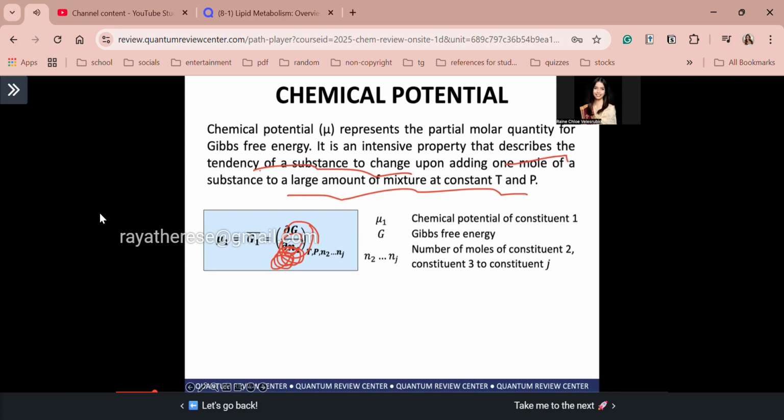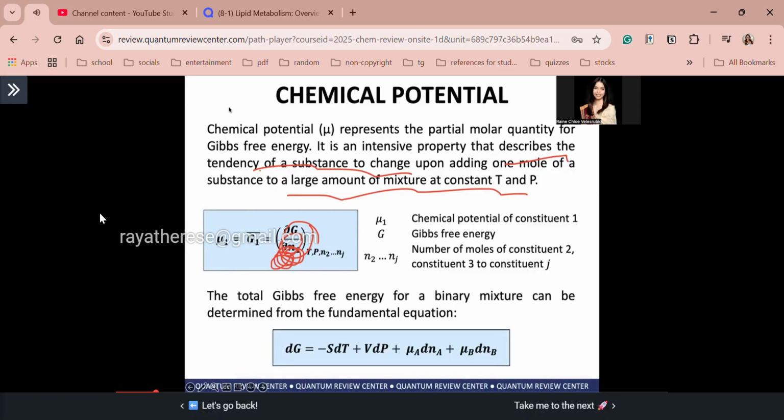While we keep temperature, pressure, and the other amounts of the substances constant, okay? That's clear, guys? So with that, we can define the total Gibbs free energy for a binary mixture. In a binary mixture, we have two components, component A and component B. The total Gibbs free energy for a binary mixture can be determined from the fundamental equation, guys.